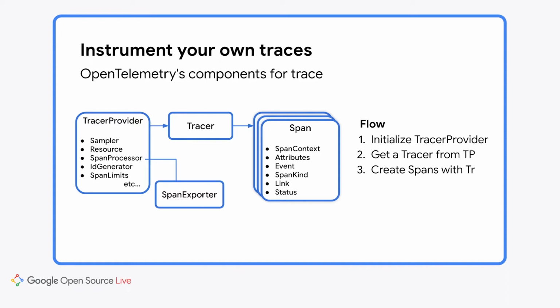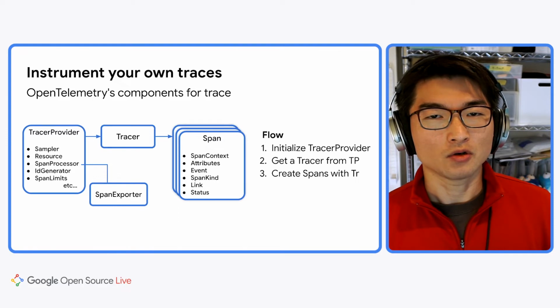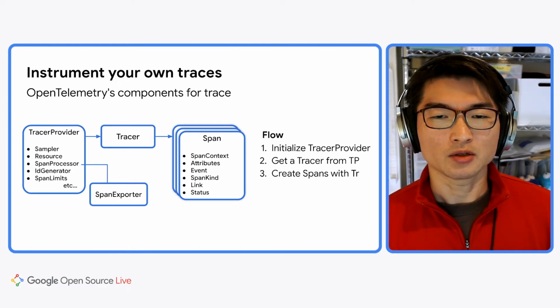Usually, the steps for tracer provider and tracer are only required once during the initialization process. Tracer provider holds all configurations on how to handle traces and spans, such as sampling rates, how to send spans to the backend servers, and how to generate trace and span IDs, etc. Tracer provider is also in charge of generating tracers.